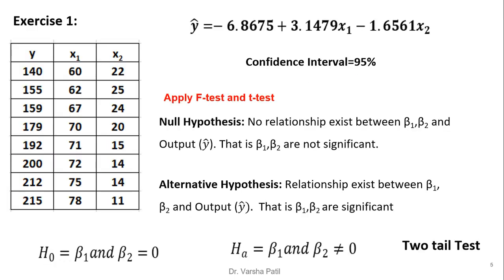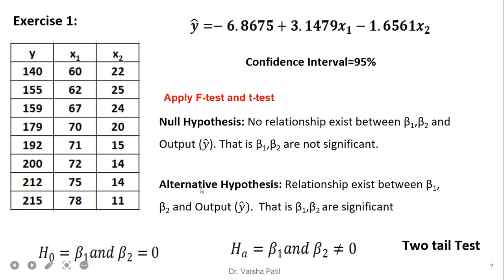Let us start with the exercise. This data is given. A total of 8 records are there. x1 and x2 are independent variables, while y is the dependent variable. This is the linear regression equation we got from this data. For this problem, the confidence interval is given as 95%. The question is: apply F test and T test.